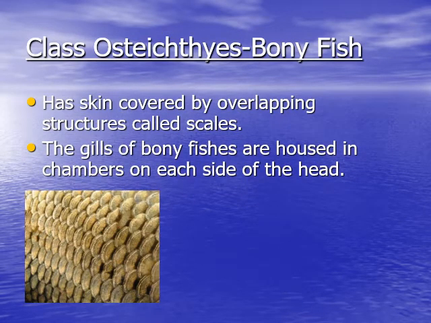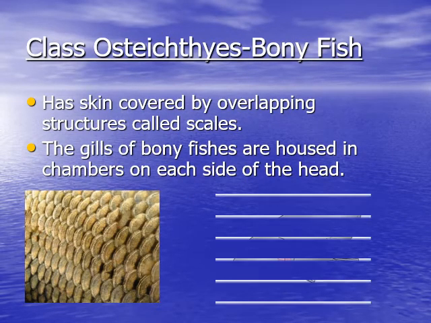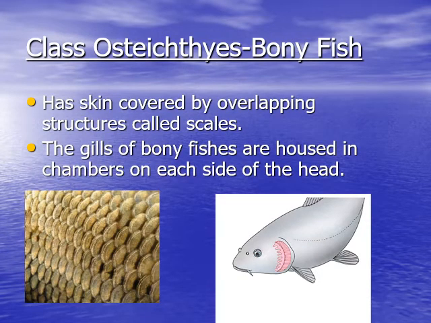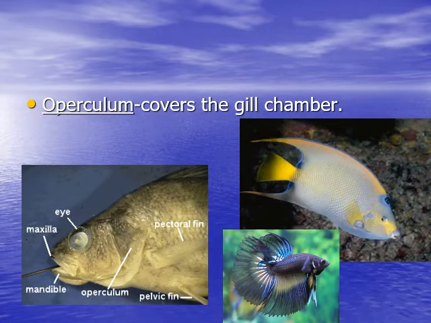The gills of bony fish are housed in chambers on each side of the head, shown in this picture here. They're going to be covered by a protective covering called an operculum. This operculum covers the gill chamber. All of the bony fish are going to have it. We can see in these three pictures here, they all have this covering of the operculum that helps protect those gills that are very sensitive for filtering oxygen out of the water. We got to protect those. So they're going to have this tough bony operculum that covers it and protects those gills.